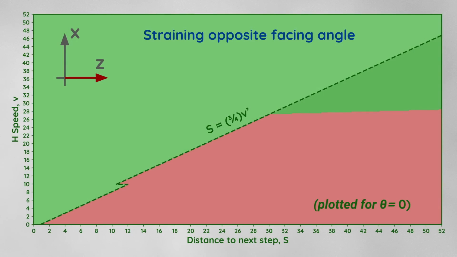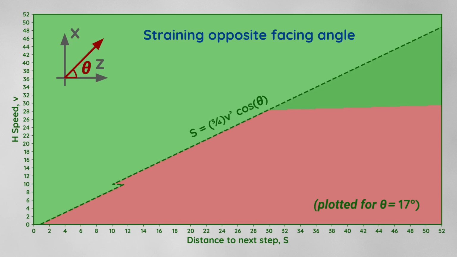Our success plot is slightly modified when we BLJ in an angle. Not all of our horizontal speed is directed along the z-axis anymore, and this makes the separating line of our success plot a bit steeper, i.e. it becomes harder to clip into the stairs. However, this is with still straining opposite our facing angle. Maybe we can do better if we strain along the stairs.